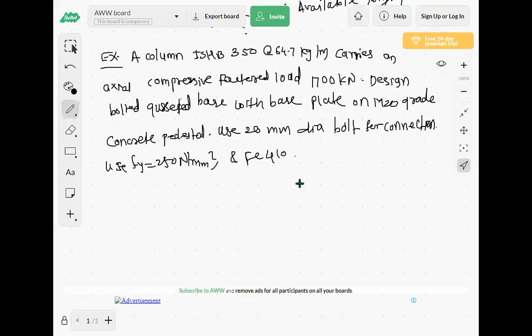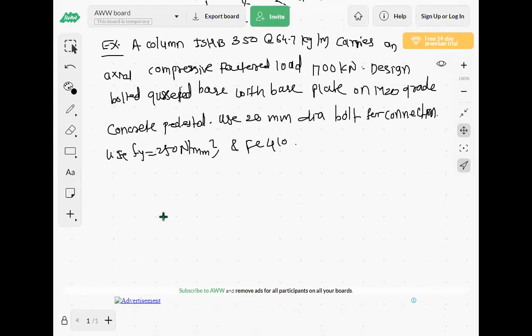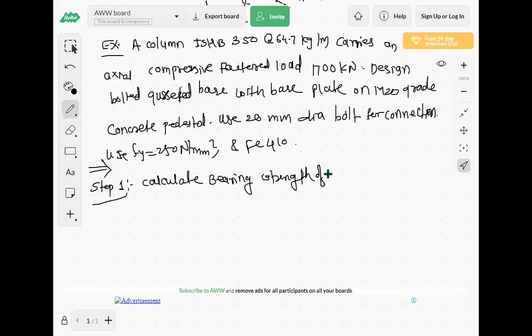It means we have to use a bolted connection here. So now we will see the design procedure. Step by step we will follow the procedure. So step 1, we have to calculate the bearing strength of the concrete.